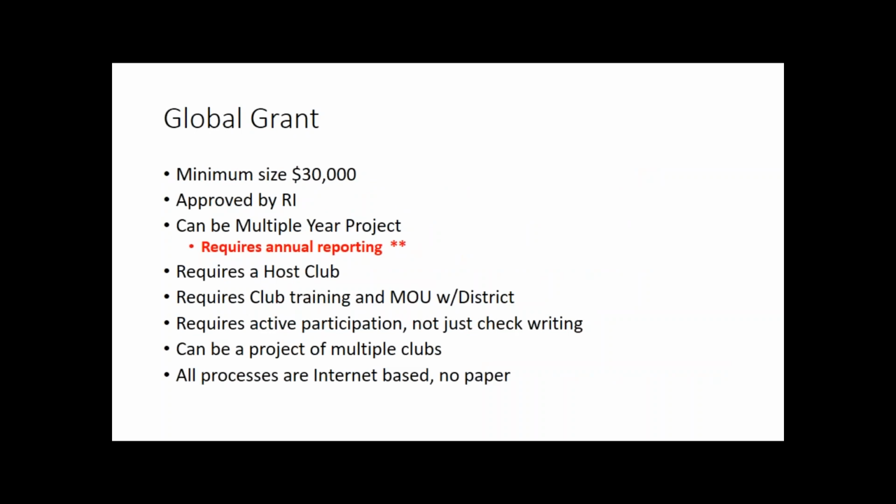All right? Thank you. Okay, so global grant, minimum size $30,000. It's approved by RI. It's not approved by us, right? So when you're starting the process, it's advisable that you send an overview to me so that I can be aware that this is what you're doing. But you don't have to. You can put it online, and I make a practice of checking every week to see who is doing what.